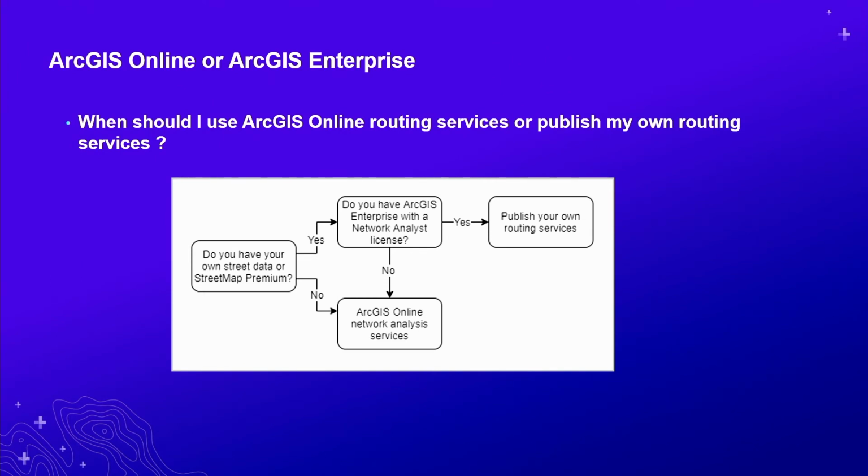But let's say you have your own street data. Then do you have ArcGIS Enterprise with a network analyst license? If you're either missing ArcGIS Enterprise or the network analyst license for ArcGIS Enterprise, then again, if you want to perform routing using web services, you have to use ArcGIS Online. But if you have ArcGIS Enterprise and a network analyst extension for ArcGIS Enterprise, then you can go ahead and publish your own routing services to your ArcGIS Enterprise.